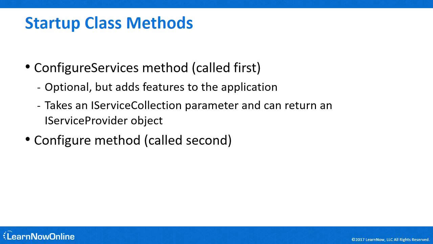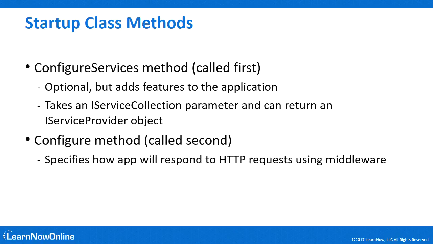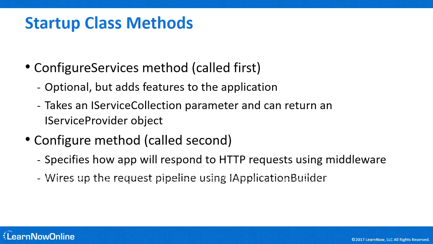Then the second method is the Configure method. And this is required, and it's called second if there's a ConfigureServices method. So you use this method in order to specify how the ASP.NET Core application is going to respond to HTTP requests. And essentially what it's doing is it's defining the request pipeline. And that's configured by adding middleware components to an IApplicationBuilder instance that is again provided by dependency injection to the method as a parameter to the method.